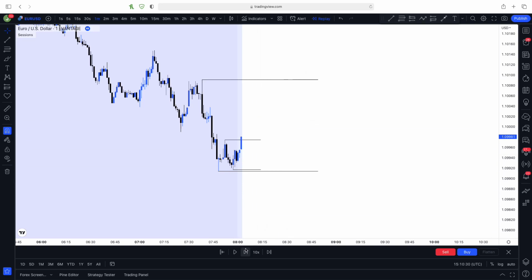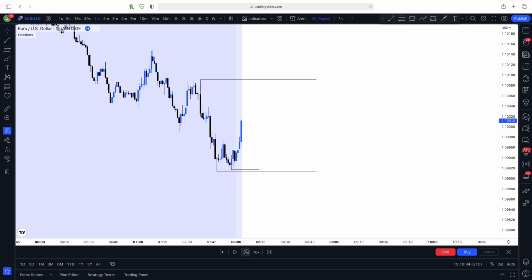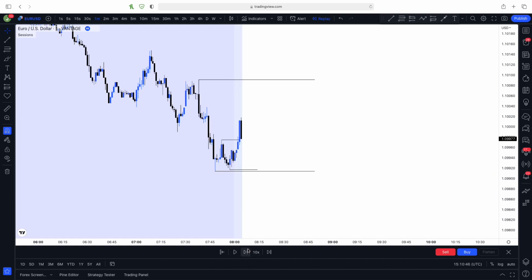So let's just continue to play. So at this point here, no we don't. At this point here, we go on to break that structure high. Now we're not interested in that. Why not? Because it's from the previous session, so we don't trade situation two if it's from previous session. We need it to be inside the new session. So let's continue to see what happens.